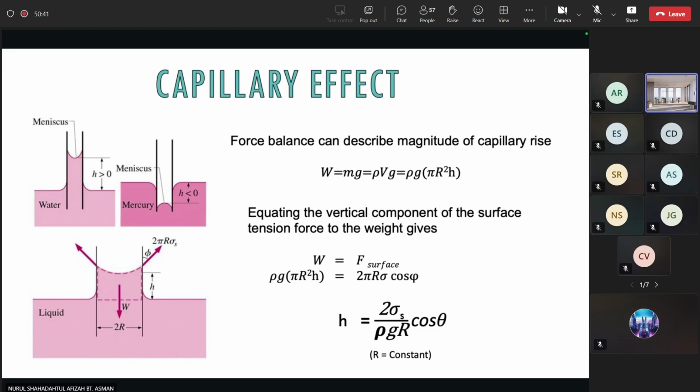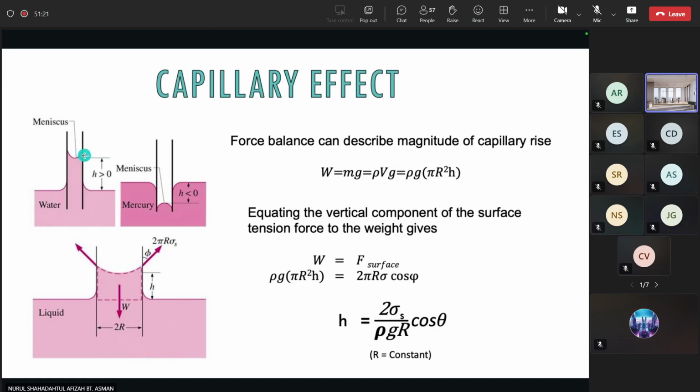Force balance can describe the magnitude of capillary rise. Capillary rise is this one. So weight equals mass times gravity, which also equals density times volume times gravity. So we have ρgV. The volume for the meniscus is πr²h. Why is there π? Because this is the shape of a cylinder. A cylinder is round, so π r squared, where r is the radius of the cylinder, and then the height h.